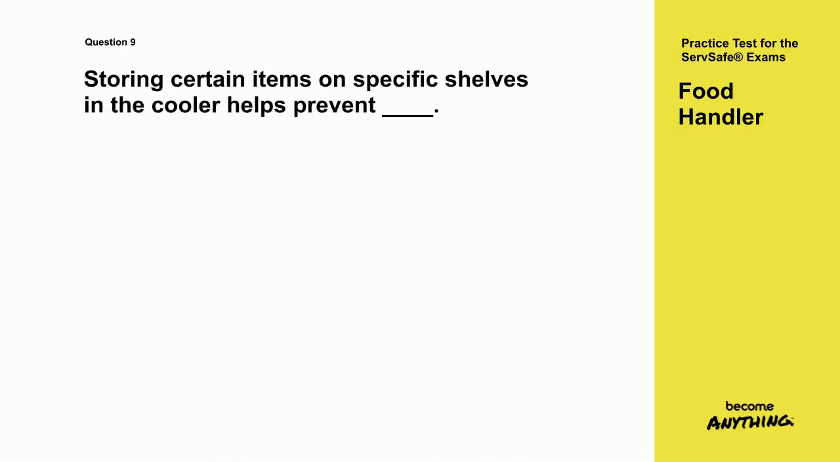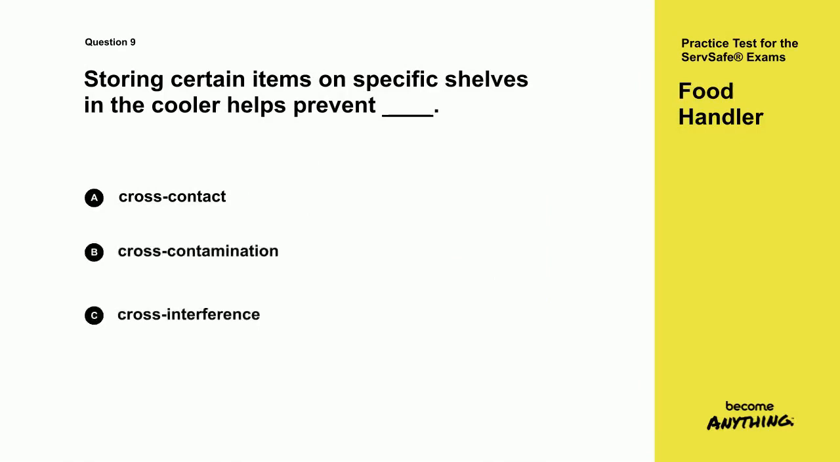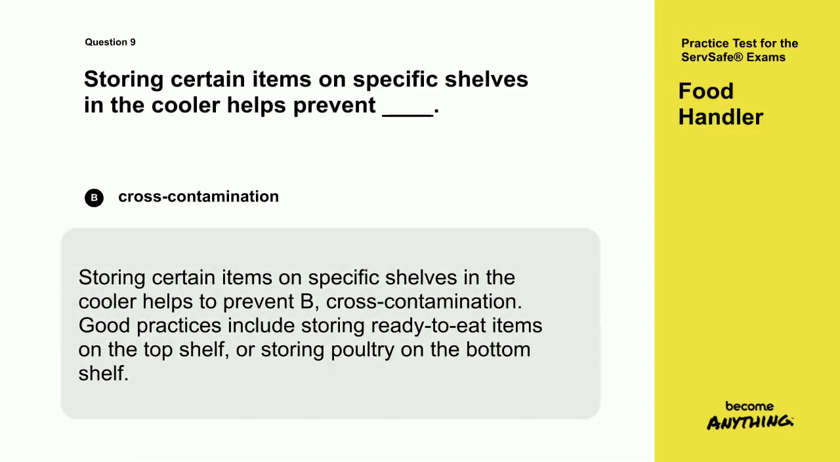Question 9. Storing certain items on specific shelves in the cooler helps prevent what? A. Cross-contact. B. Cross-contamination. C. Cross-interference. D. Cross-control. Storing certain items on specific shelves in the cooler helps to prevent B, cross-contamination. Good practices include storing ready-to-eat items on the top shelf, or storing poultry on the bottom shelf.